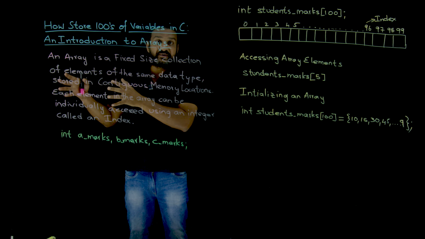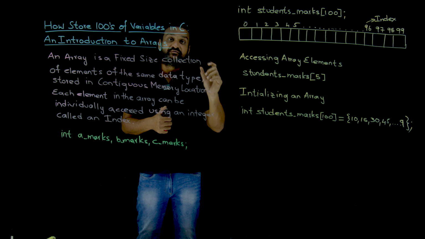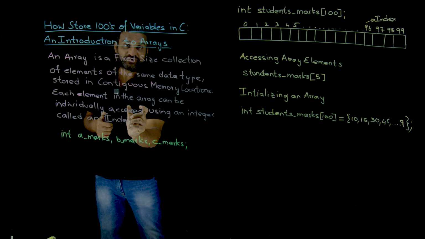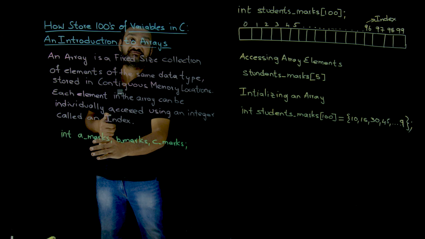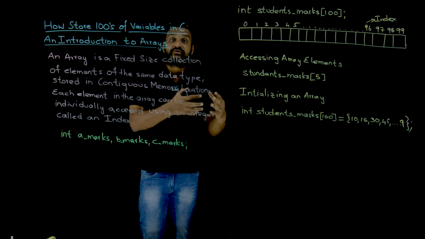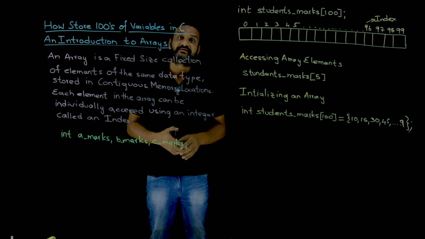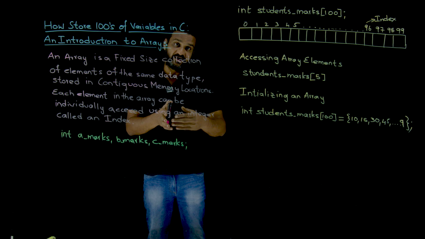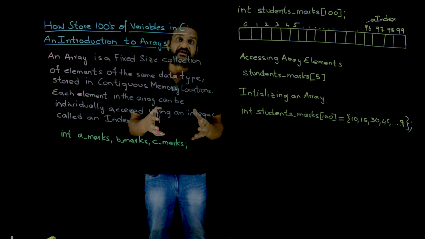With the knowledge that we had previously, how can we store the marks of 3 students in a class? We need to declare 3 different variables. Here we have declared int, and to store the marks of 3 students, I have declared a_marks, b_marks and c_marks. What if we need to store 100 student marks? Do we need to create 100 variables, one for each student in a class? That is not practical, right? Creating 100 variables itself is going to take a lot of time, and it is not practical.